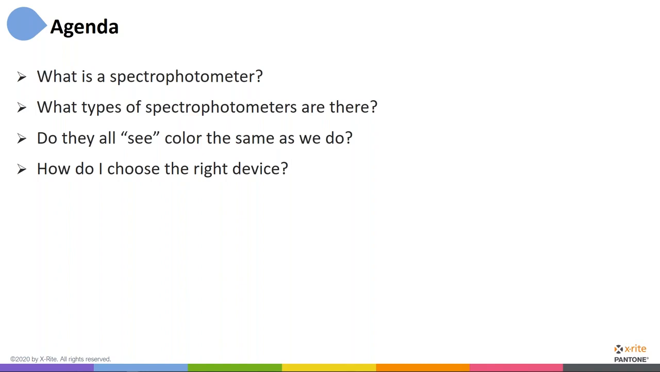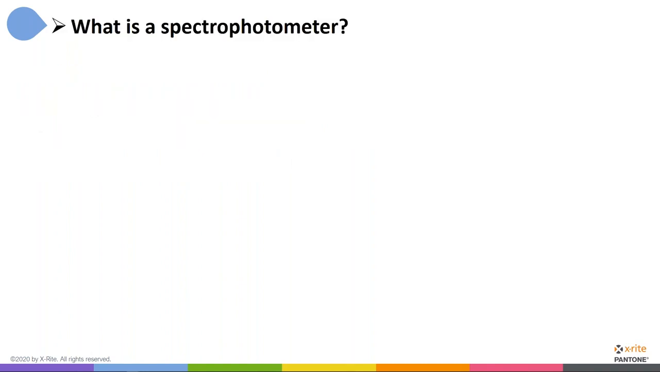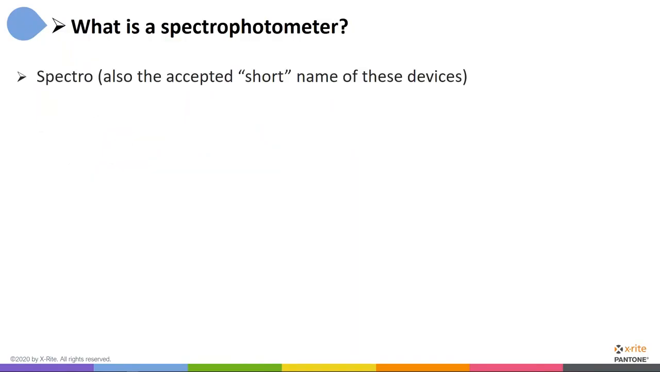Let's start with what is a spectrophotometer. We're going to do a bit of linguistics about that very complex word. It's really three words put together. Spectro, which is, by the way, also accepted as the short name of these devices, kind of like my name is Timothy, and only my parents call me that, pretty much. My shortened name is Tim. Like spectrophotometer, the shortened name is spectro. So if you hear somebody say that, that's typically what they're talking about.